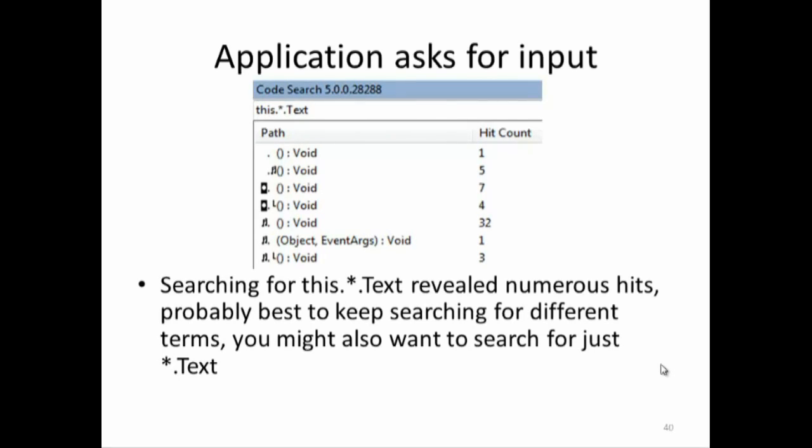So here, I went ahead and, up top is basically a screenshot of what it looks like. You can see that I'm searching for .star.text. And here's where the nice context is. For each code block, it'll tell you, here is the code block, or the path, on the left. And then here's the hit count for each one of those code blocks.